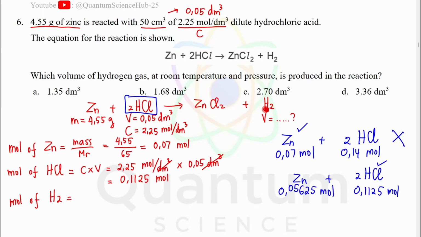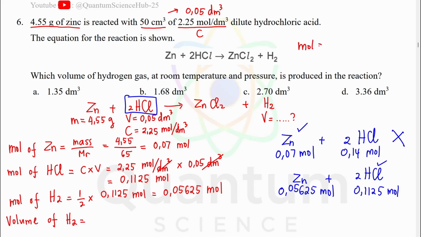So how to find the mole of H2 in here? So 1/2 times the mole of HCl. Okay, so 1/2 times 0.1125 mole equals 0.05625 mole. Now remember, this hydrogen is a gas at room temperature and pressure, and how to find the volume? Remember the formula, mole equals volume divided by 24 dm cube per mole.